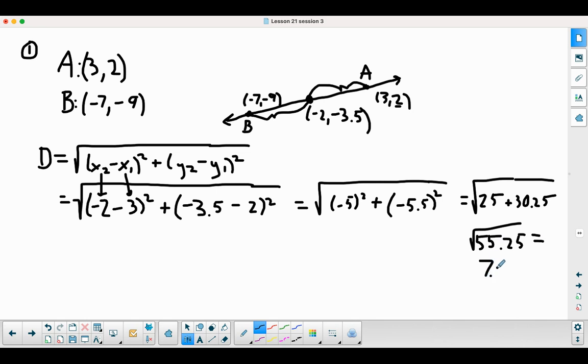So my distance between those 2 points is going to be 7.43. So between A and my midpoint is 7.43. And then also between B and my midpoint is 7.43. I rounded to 2 decimal places, just so you know, the decimal was longer than that. So if you have any questions, please feel free to let me know. Thank you.